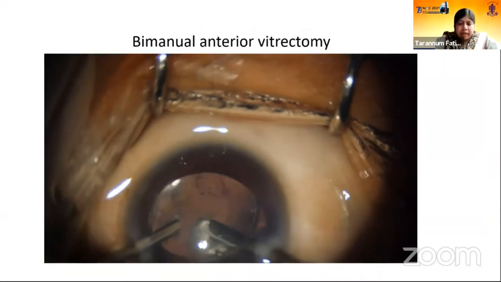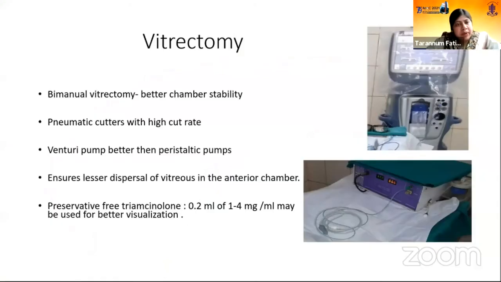And so here I'm doing a bimanual vitrectomy. Also, in cases like this, where there is a dense fibrous membrane, we have to do a vitrectomy. Bimanual vitrectomy offers better chamber stability. Pneumatic cataracts with high cataract are better. Venturi pump is better than peristaltic pumps, and we have to ensure lesser dispersal of vitreous in the anterior chamber, and we can use preservative-free triamcinolone.